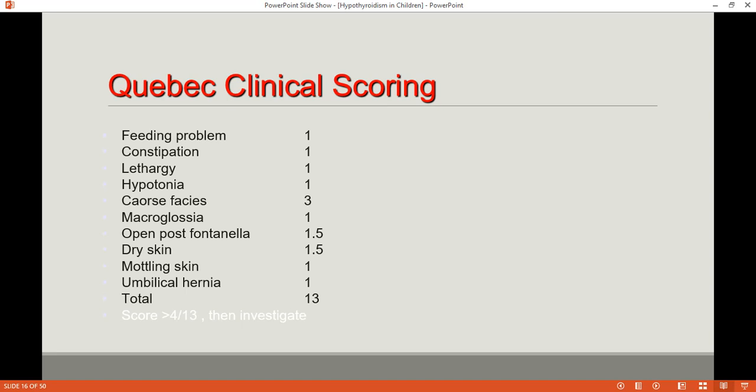This is a rapid clinical scoring known as QBAC. There are a total of 13 points, and if you find 4 out of 13, you must investigate. Feeding problem is 1, constipation 1, but coarse facies has 3 points, open fontanelle has 1.5, and dry skin is 1.5. So you calculate, and if it is 4 out of 13, then you must investigate for hypothyroidism.